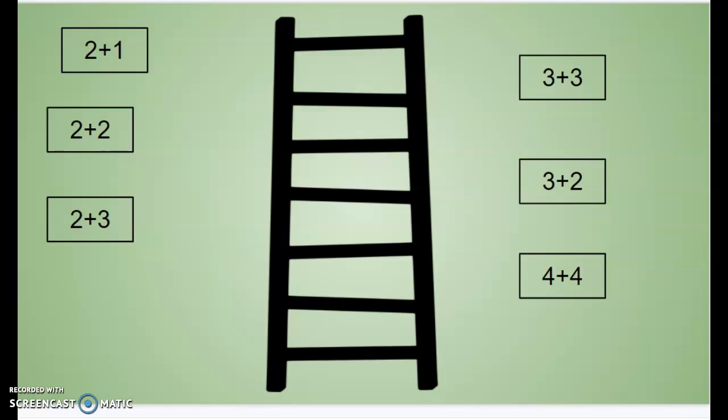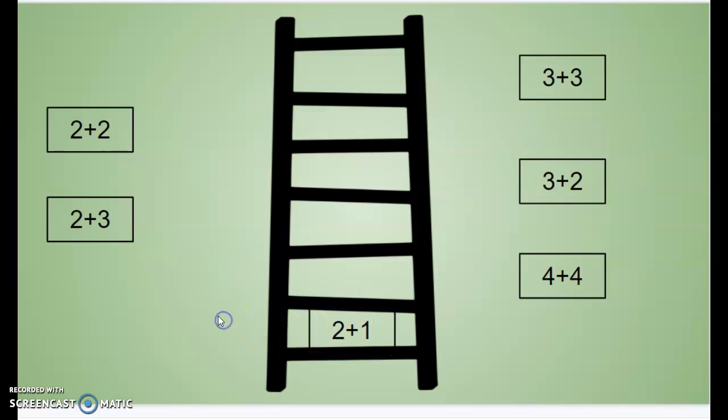Now think about what ladders do. When you see a ladder, what do you think? They help us get to the next step, one step at a time. Now this is what we're going to do for today. We are going to do the same thing using these expressions to help us get to the last expression one step at a time. Now I'm going to start with 2 plus 1.